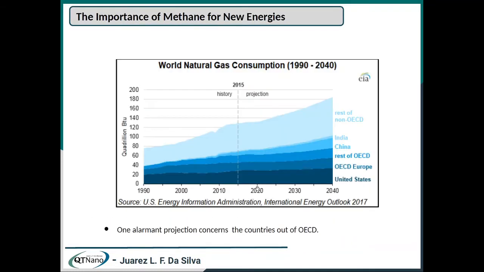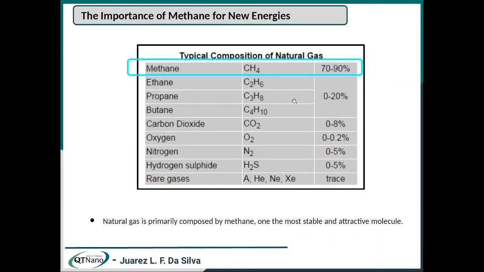So why is it important to use natural gas? Most importantly, because natural gas is composed of methane, one of the most stable and attractive carbon molecules, which is a precursor of C1 chemistry. However, the use of natural gas as it is has its limitations, like transportation and liquefaction issues.